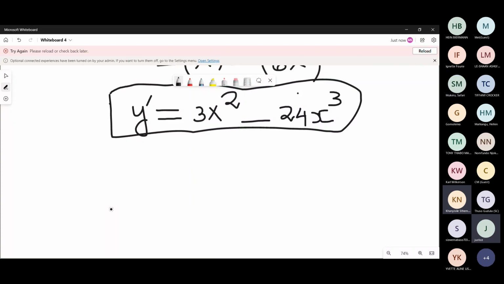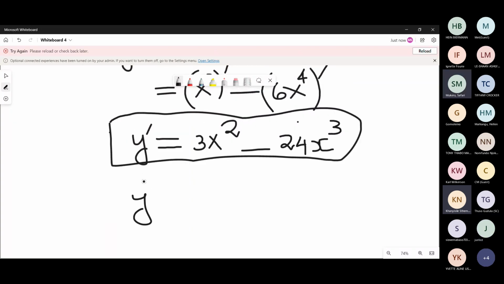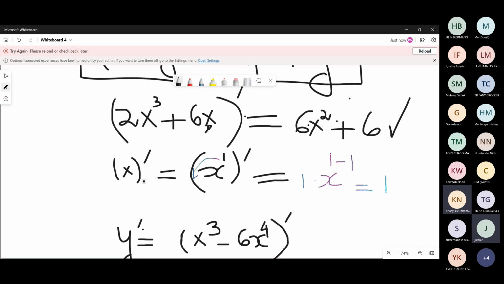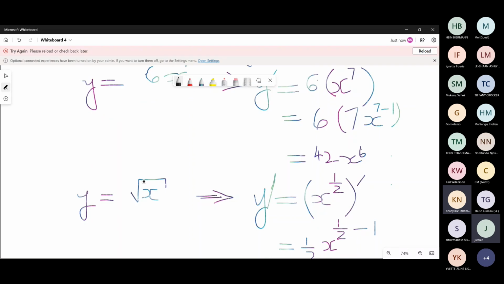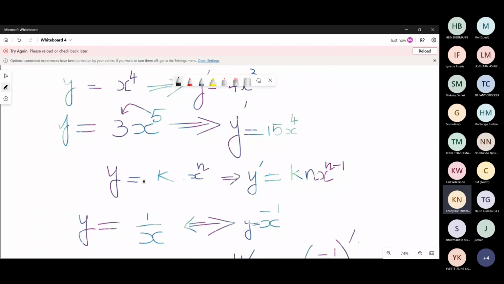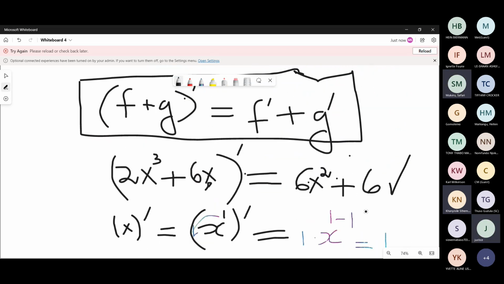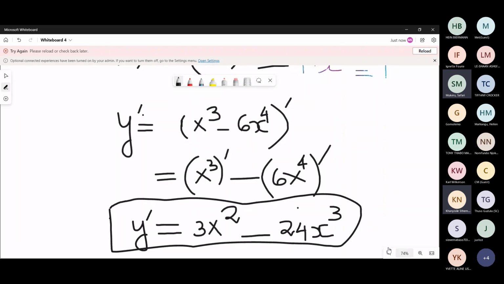Is that okay? What is the derivative of a constant? Now, for y equals kx to the power n, the derivative is n times k x to the power n minus 1. That's how we compute the derivative. We bring down the power and decrease it by one unit, always. Even here, for 6x to the power 4, look at what we did: we took 4 times 6, and x^4 becomes x^3, since 4 minus 1 is 3.